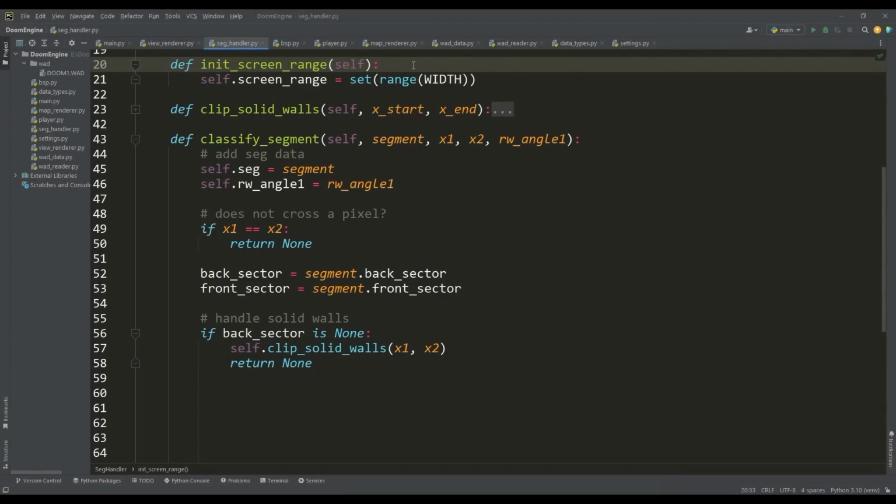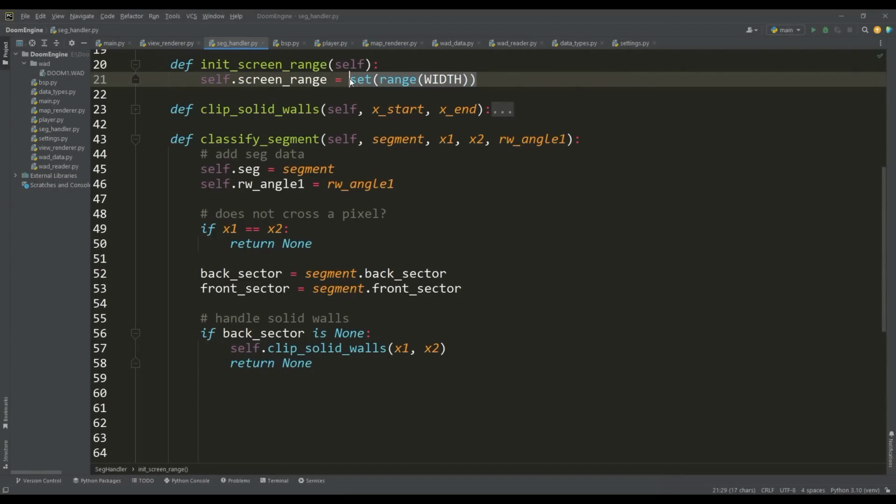So, I did the following. On each frame, a set is initialized with a range of screen width coordinates. This corresponds to empty pixels along the x-axis of the screen.